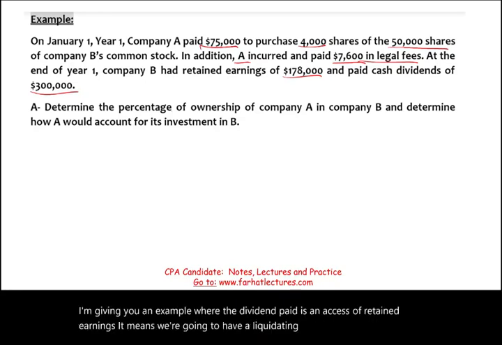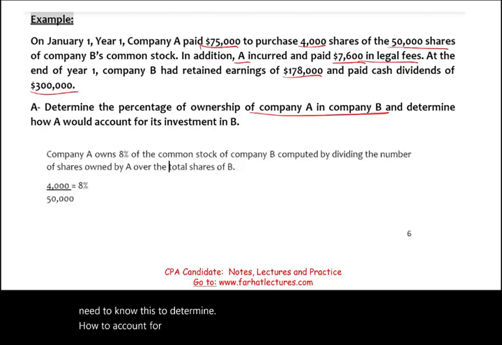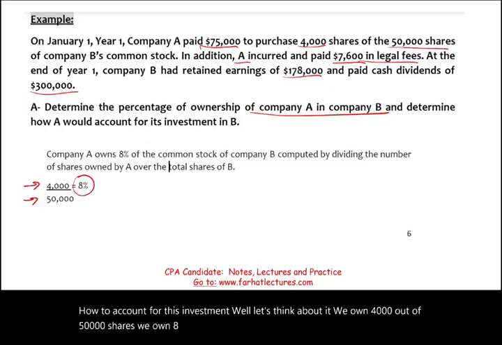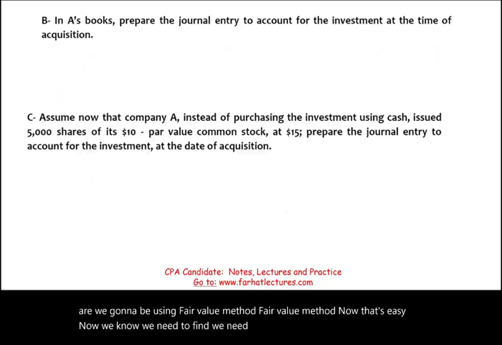First, determine the percentage of ownership of Company A in Company B. And why do we need to know this? To determine how to account for this investment. Well, let's think about it. We own 4,000 out of 50,000 shares. We own 8% of Company B. Well, if we own 8% of Company B, which method are we going to be using? Fair value method. Now that's easy. Now we know we need to use the fair value method.